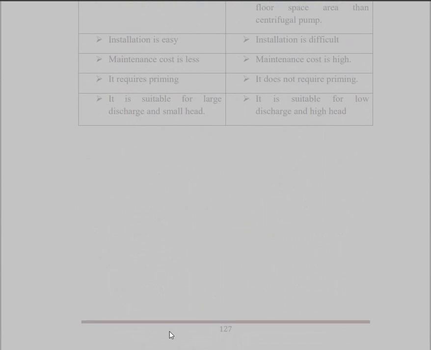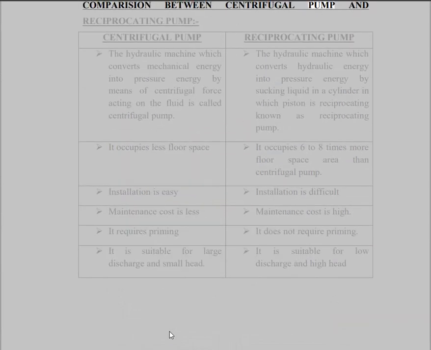127. Comparison between centrifugal pump and reciprocating pump. The hydraulic machine which converts mechanical energy into pressure energy by means of centrifugal force acting on the fluid is called a centrifugal pump. The hydraulic machine which converts hydraulic energy into pressure energy by sucking liquid in a cylinder in which a piston is reciprocating is known as a reciprocating pump.